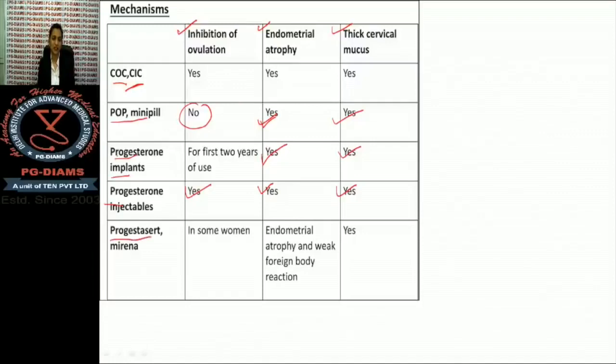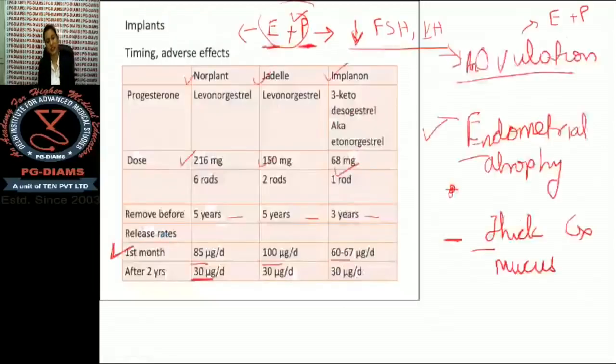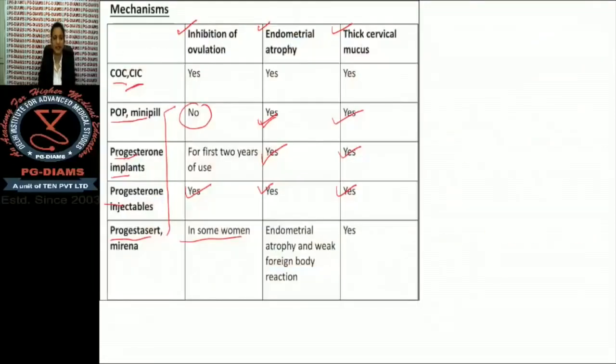Then Progestasert, in some women, might inhibit ovulation. So all these progesterone drugs might sometimes inhibit ovulation, but this is very rare.